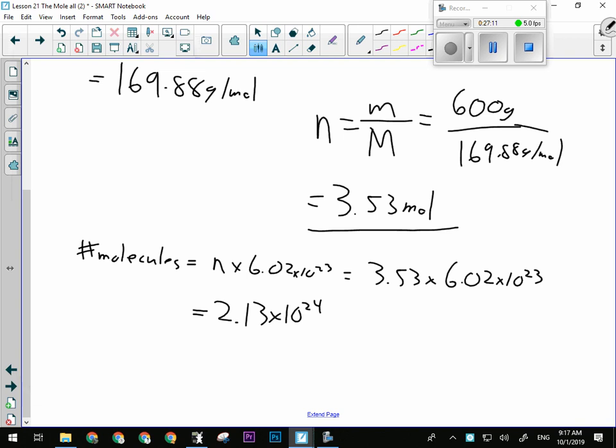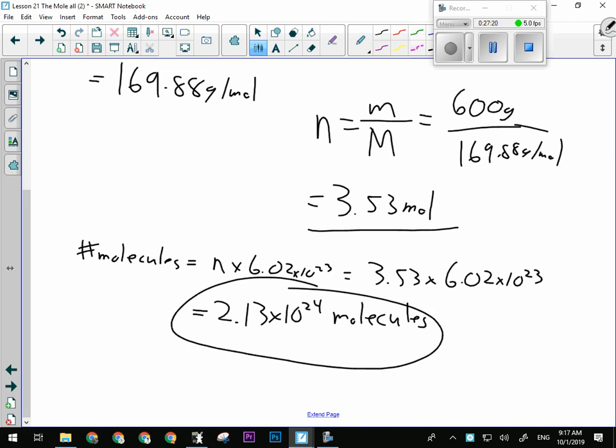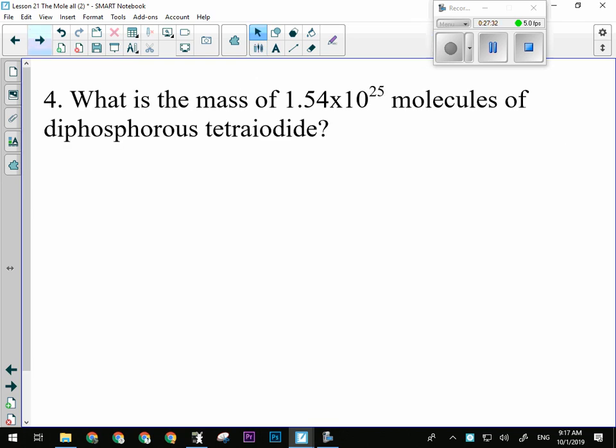So for our purposes here, guys, we always want to round at the end to 2 decimal places. 2.13 times 10 to the 24 molecules. Questions on that one? Okay, then, like I said, there's only 4 ways I can ask these. Let's try this one. It's like the 4th one I did earlier.